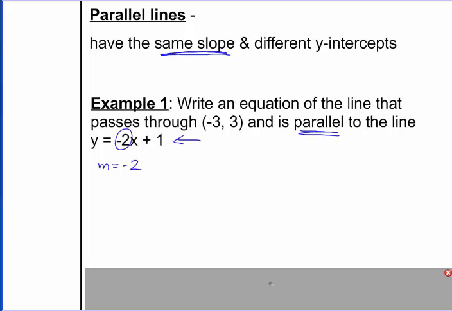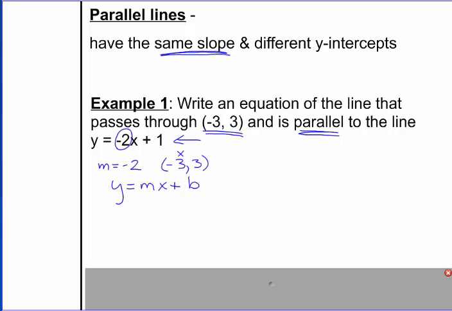We're going to write a new equation, a different equation that's parallel to the one that's already given. So now we have a slope of -2, and then we're going to use the given point, -3, 3, to write a new equation, an equation of a line that's parallel to the one that's already given. So y equals mx plus b. You could start with a couple different formats. We're going to start with this format this time, and then plug in the information we have.